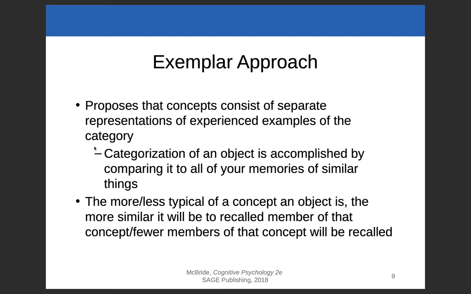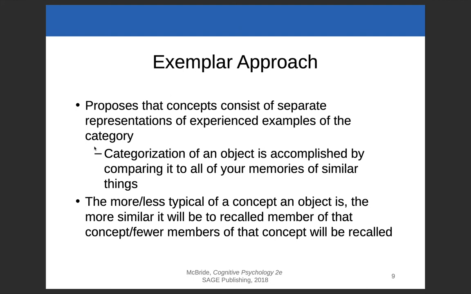With the exemplars, you don't do that. You don't crunch them all together. You hold them all in your category as different examples of that category. And so the more or less typical of a concept an object is, the more similar it will be, and it'll be recalled as being a member of a particular category.